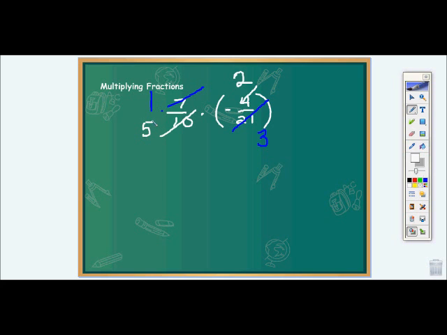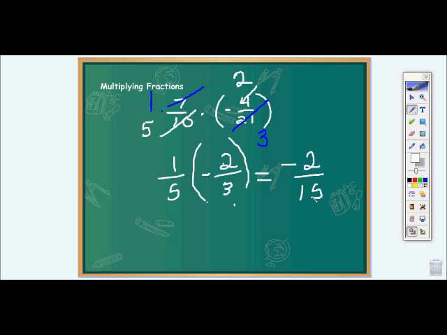So now let's make that a little bit easier to read. This new fraction here is 1/5, and I'm going to multiply it by, it's a negative, 2 as my numerator and 3 as my denominator. Now, multiplying is just going to go across with the numerators just like it did in addition and subtraction. So 1 times a negative 2 gives me negative 2, and 5 times 3 gives me 15. And then the same process applies. Can I reduce or simplify that? And I cannot. So negative 2/15 is going to be my final answer.